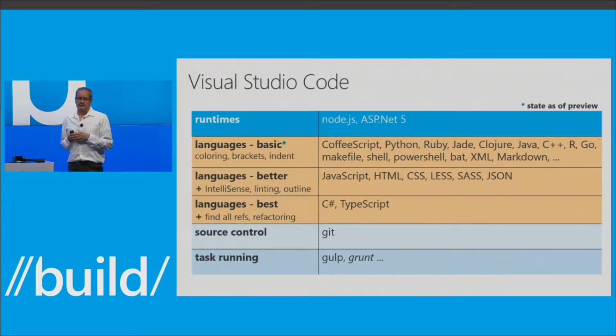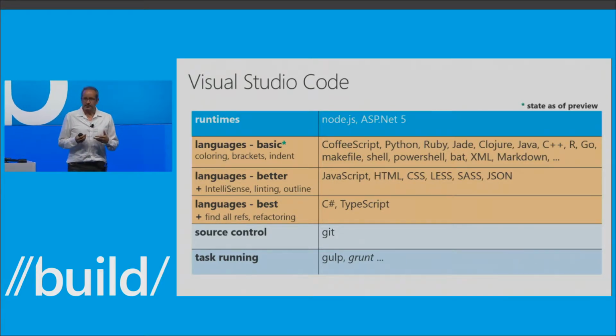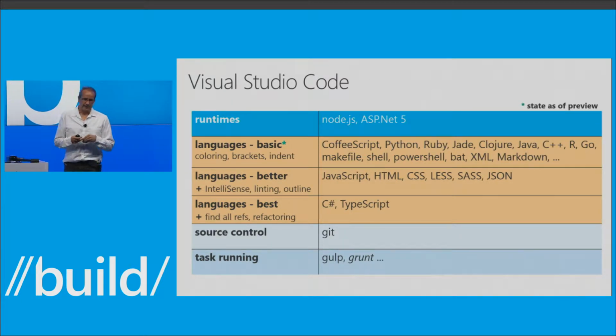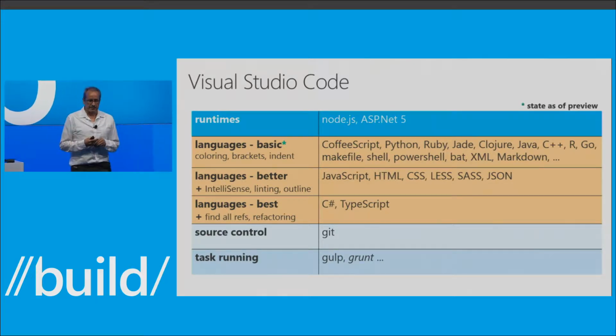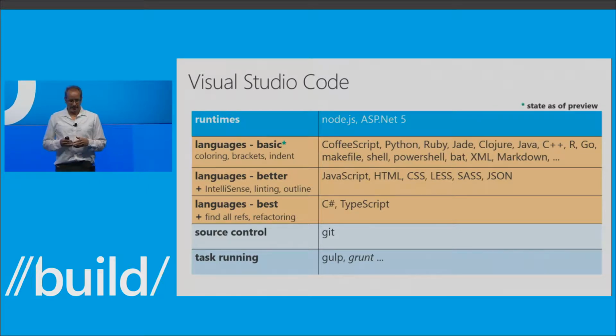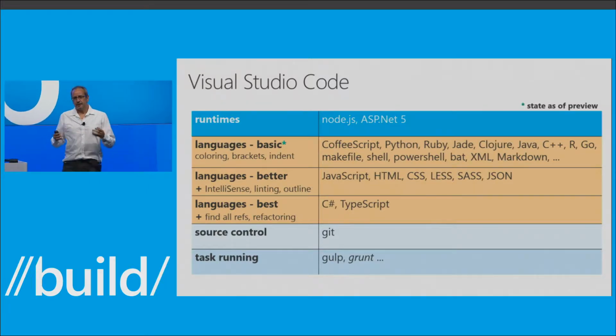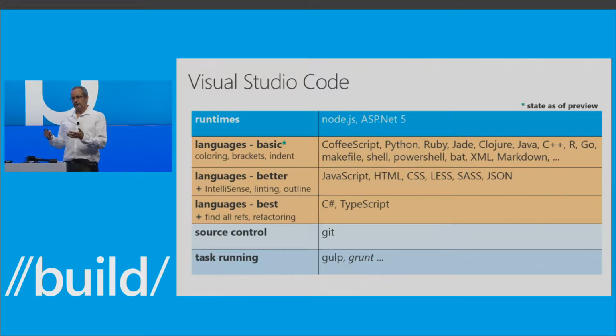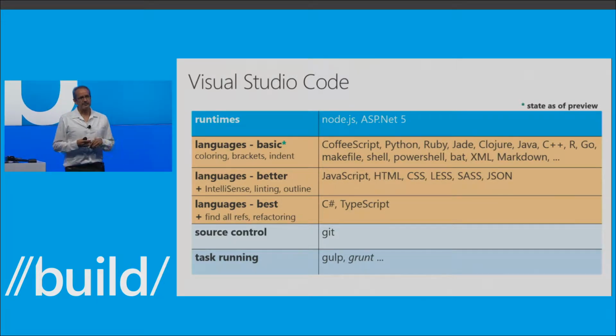For these languages, we understand the structure, the semantics, right? There's an AST behind so that we can give you IntelliSense, that we can give you an outline, that we can validate the code you write, and that's the better languages. And then on the top are the best languages, and these are the languages for which we have the project context, like we know which files are part of what you're working on. For this reason, we can do find all references, or we can do something like a rename refactoring, right?